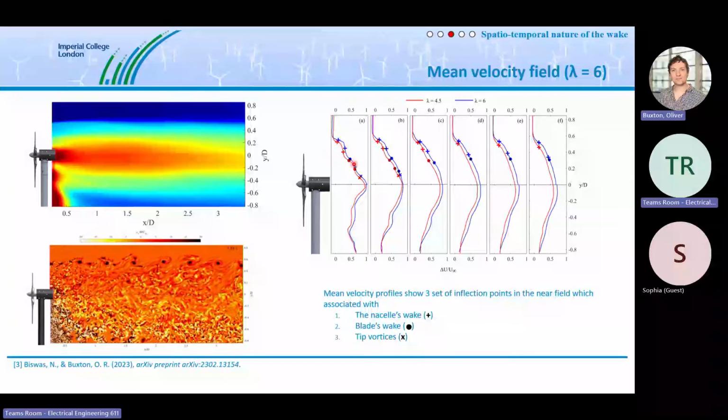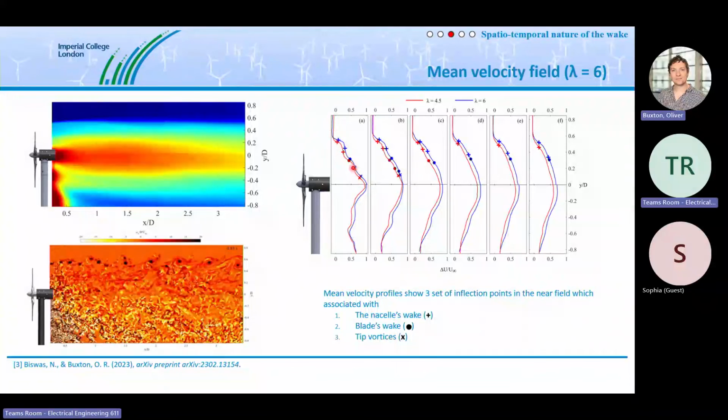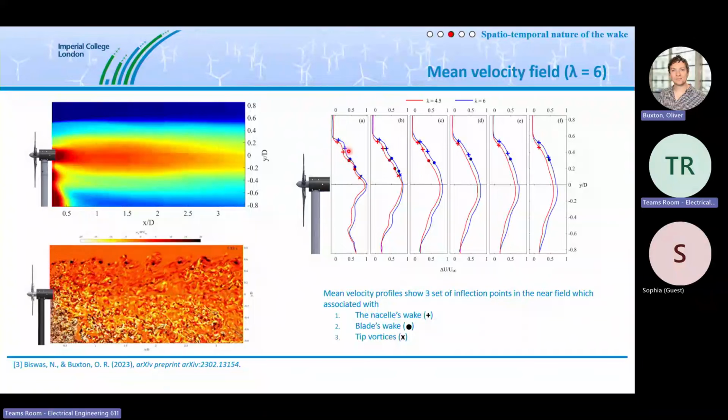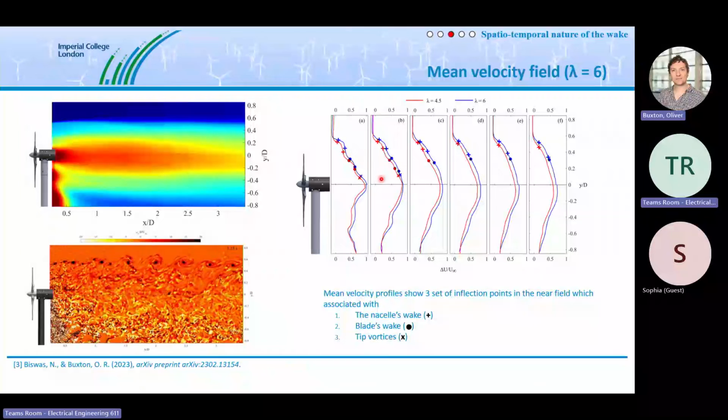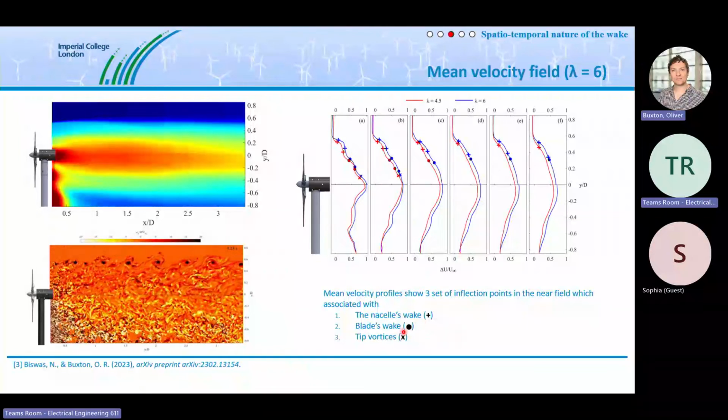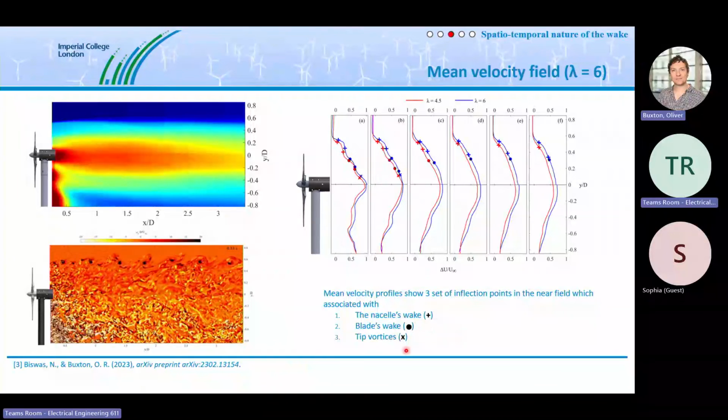And if we look at the mean velocity profiles, we can identify various inflection points, and inflection points are associated with the introduction of coherent motions. And so we can see inflection points associated with the nacelle, the blade, and the tip vortices.